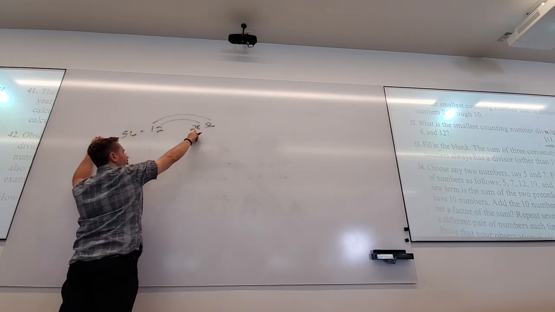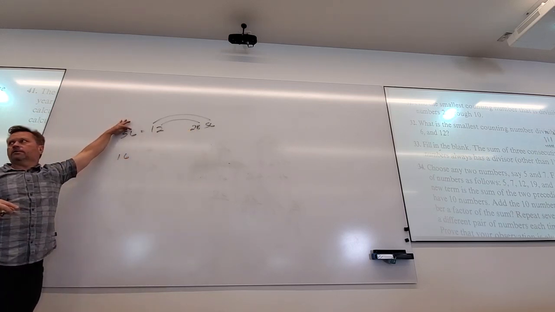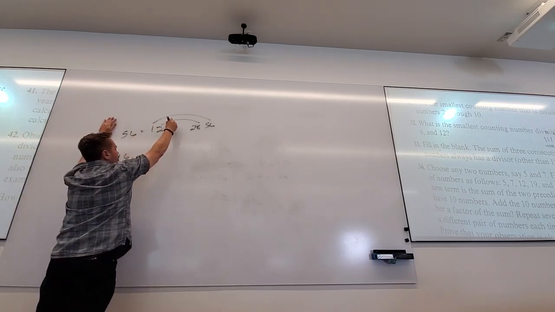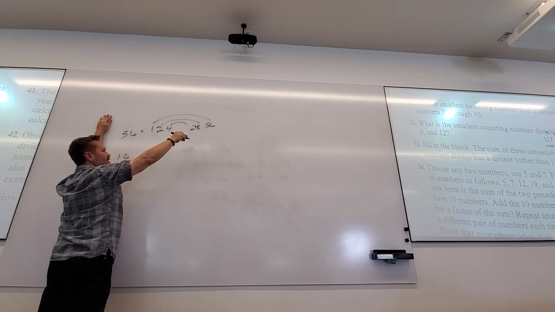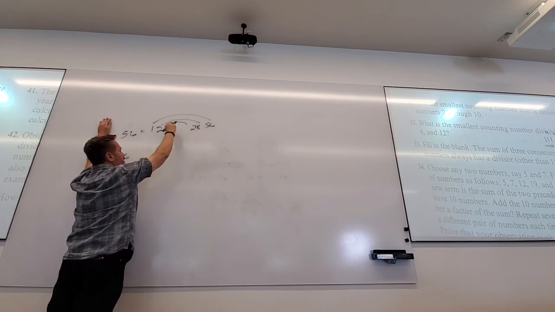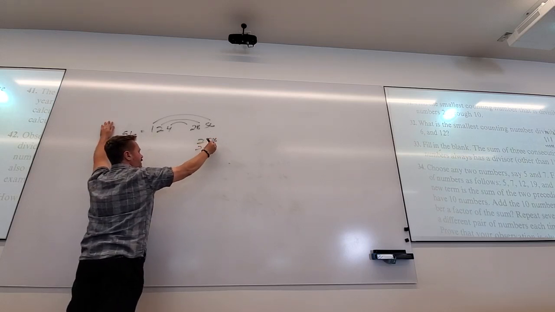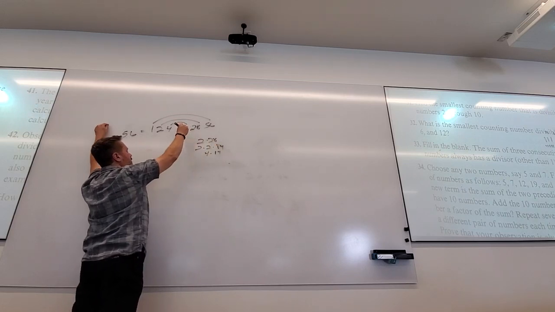So what else goes in? What goes into 28? 4. How do I know 3 doesn't go into 56, by the way? 5 plus 6 is 11, no good. 4 goes in. How many times? Here's a cool trick. Isn't 2 times 28 56? Yes. So if I steal a factor of 2 away from this, 4 times 14, okay, good.